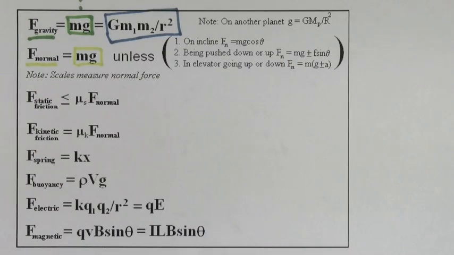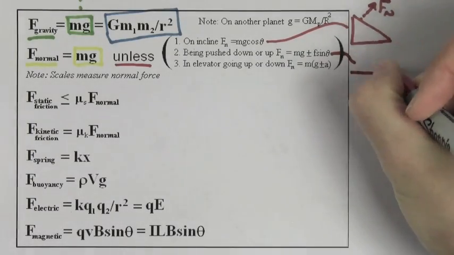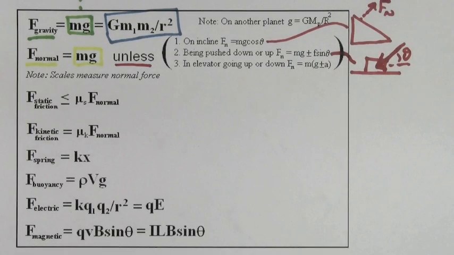The normal force exerted by a surface is also usually just mg, but people don't love it so much because sometimes it's not mg. If you're on an incline, the normal force is going to be mg cosine theta. An object being pushed down on or pulled up on is also not going to have a normal force equal to mg. It'll be larger or smaller by the amount you push down or up on the object.